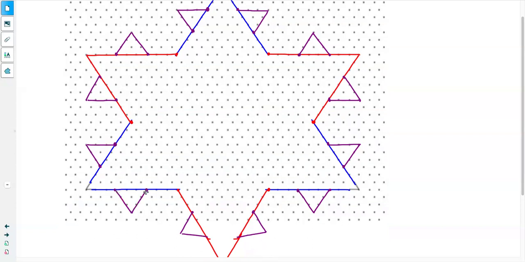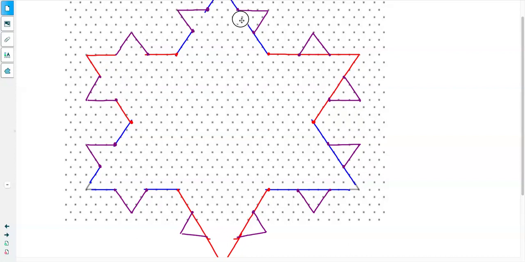We'll then go back and once again erase inside lines. And this is essentially our stage 2 of our snowflake.